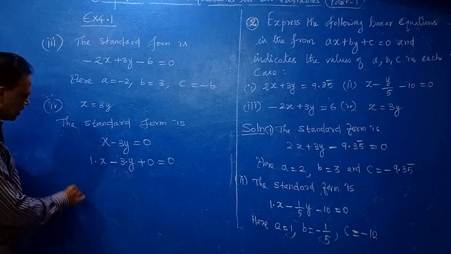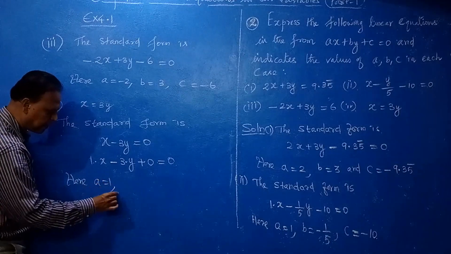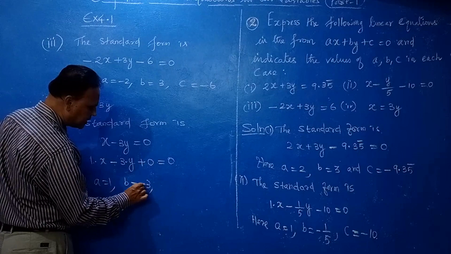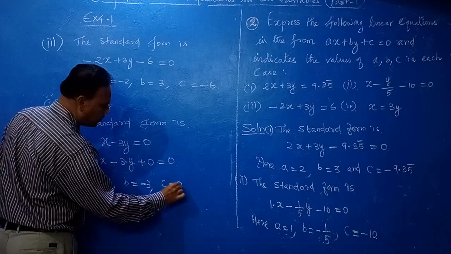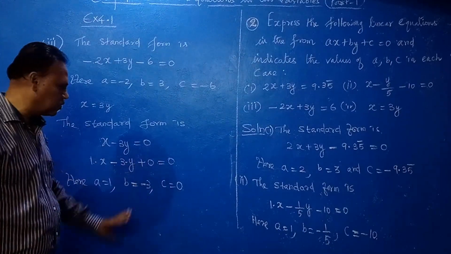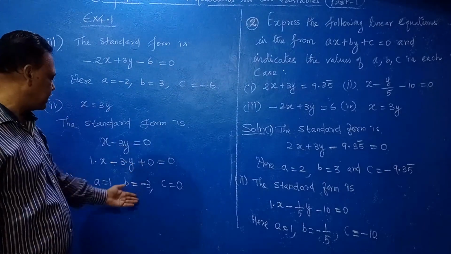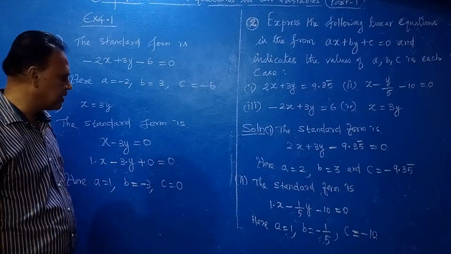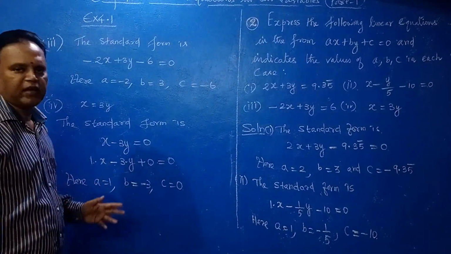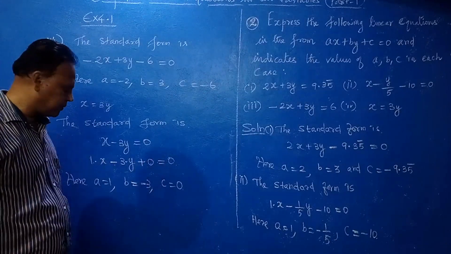Clear? Now here compare. Here A is 1. B is minus 3, the y coefficient is minus 3. C is 0. There is no C term, so you can write 0. Clear? You can add 0, okay, no problem at all. That's why you can compare. Compare means easily we can write the A value, B value and C value. Without writing this also you can write it straight away, but for understanding purpose, you write it.